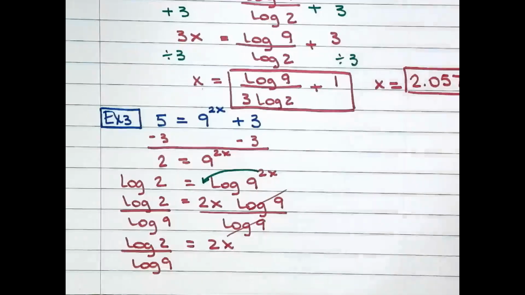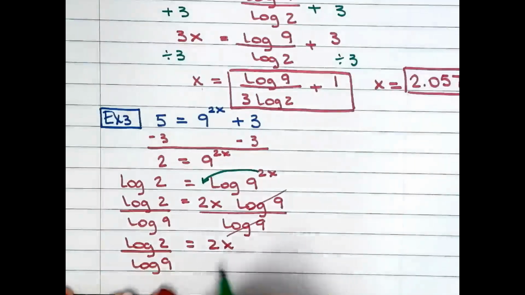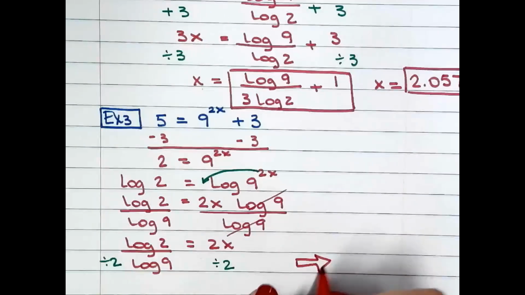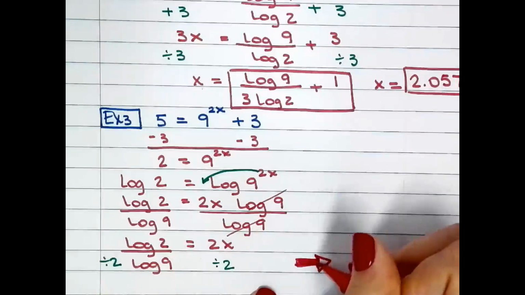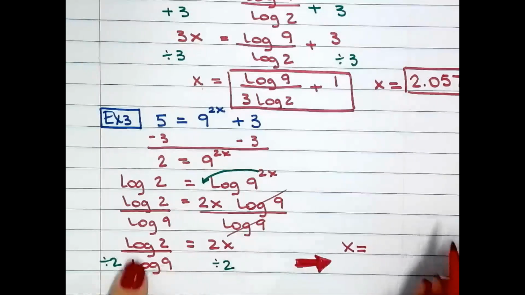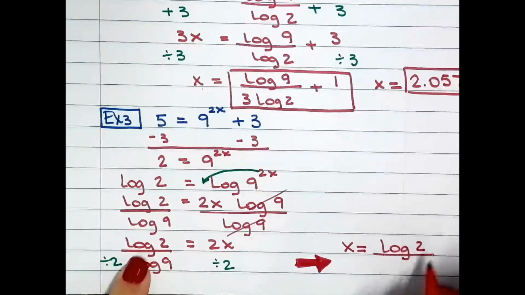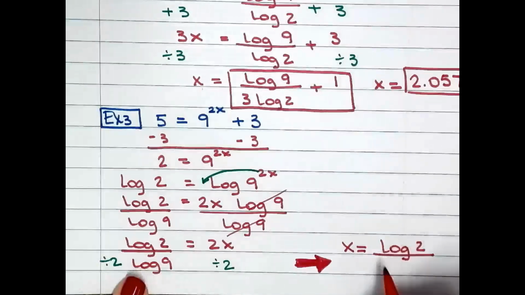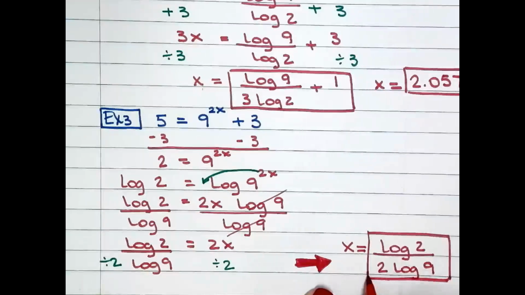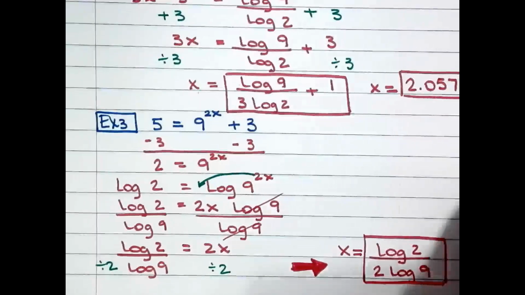Now you have to divide both sides by 2, just like we did in example 2. So divide both sides by 2. That means, I'm going to write it over here. That's such a pretty arrow right there. Okay, so that means x equals log of 2 over, remember we divided both sides by 2, so I have 2 log of 9. Okay? Again, if you're leaving your answer in the exact form, leave it like this. If not, put it in the calculator and round it to 3 decimal places.